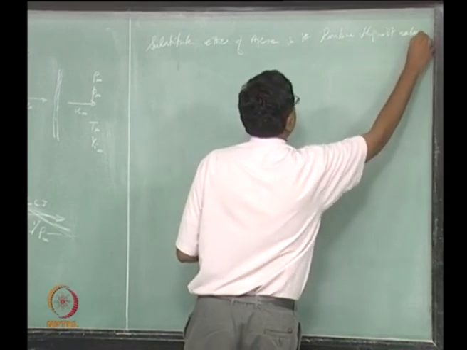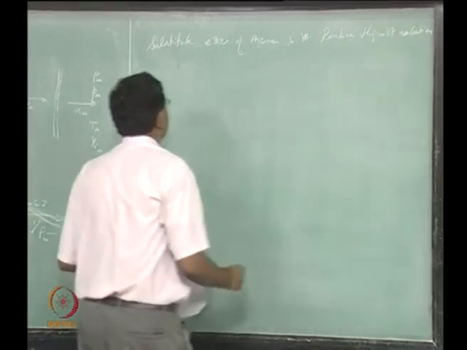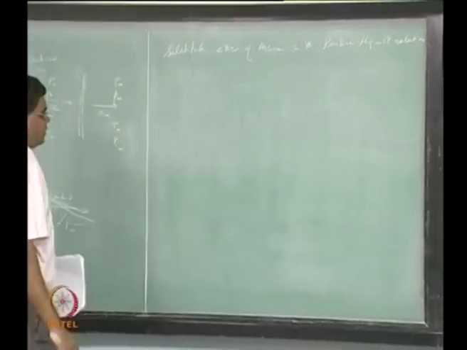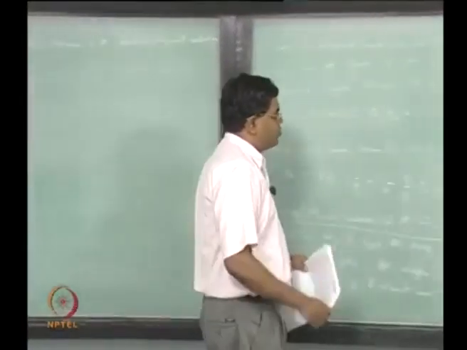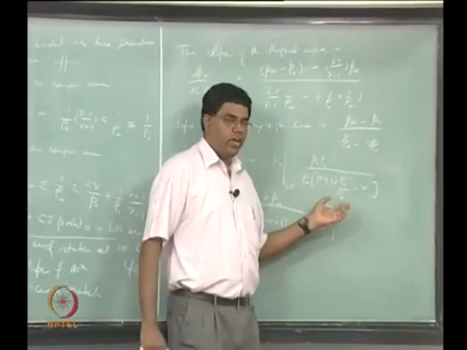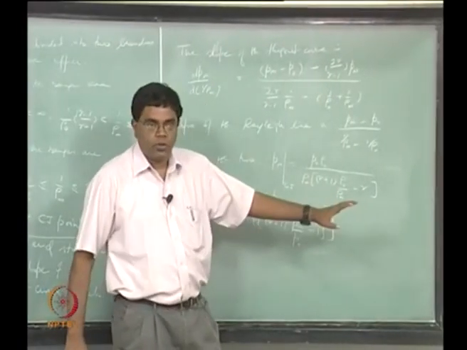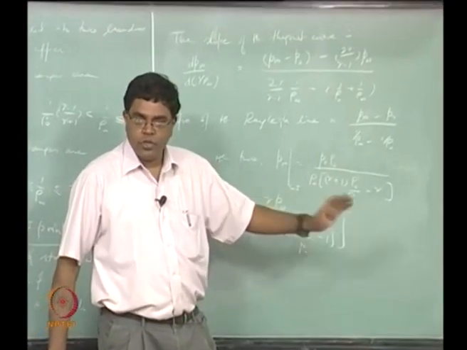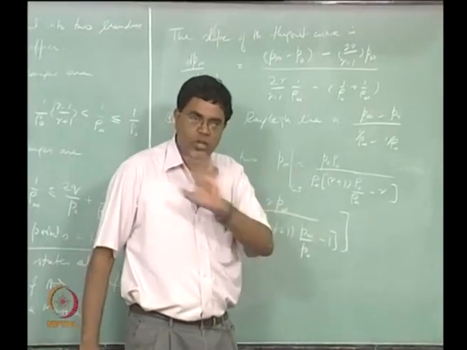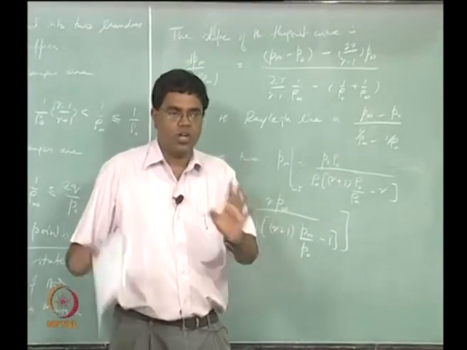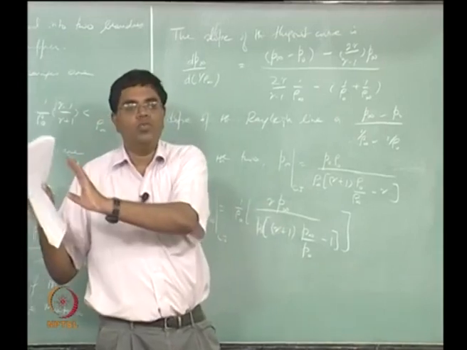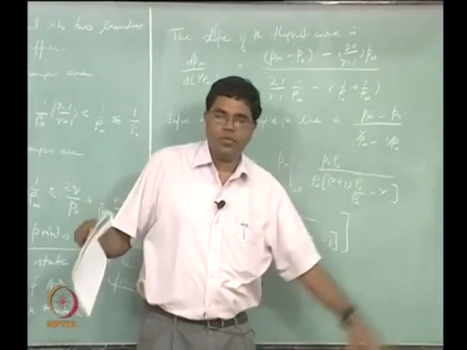Relation. So what happens is, if you now write P infinity in terms of 1 over rho infinity in the Rankine-Hugoniot, you don't have P infinity at all in that expression. You will now have an expression that is only in 1 over rho infinity, which means you can now write what is 1 over rho infinity in terms of everything else, right?